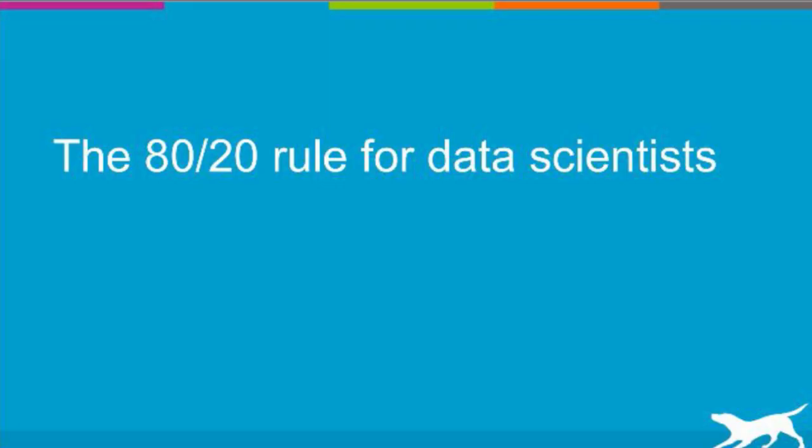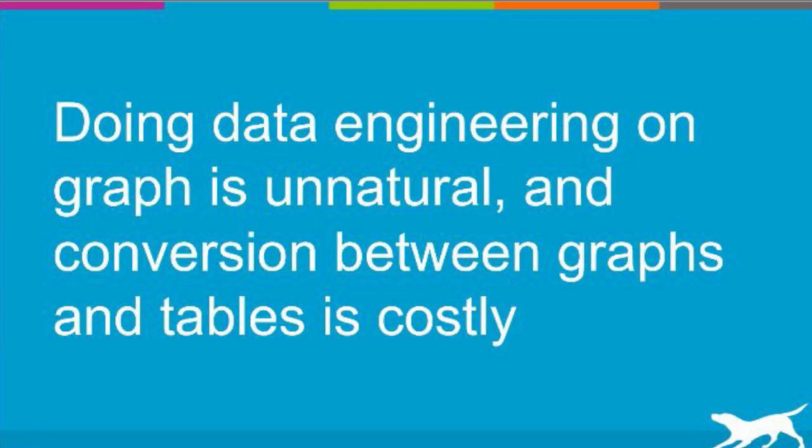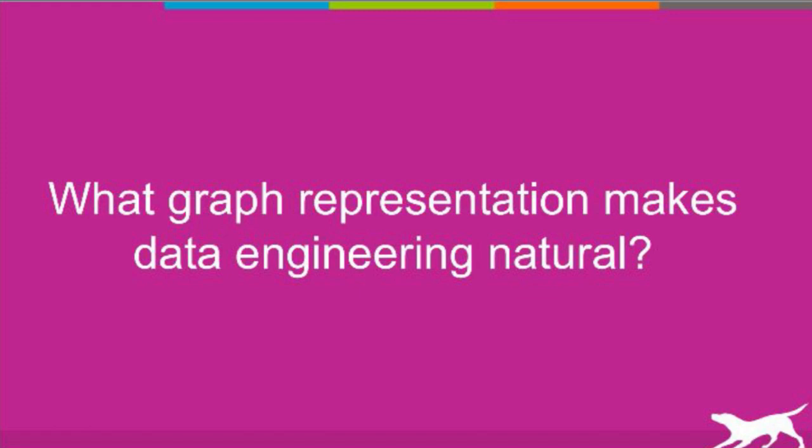So most of us have heard this 80-20 rule for data scientists, who spend 80% of their time cleaning the data before they can get into any meaningful analytics tasks. This is even worse with graphs because doing data engineering on a graph is very unnatural. People like to do it on a table. But conversion between graphs and tables is extremely costly. So the first challenge we are thinking about while building this SGraph representation is how can we make data engineering on graphs more natural?